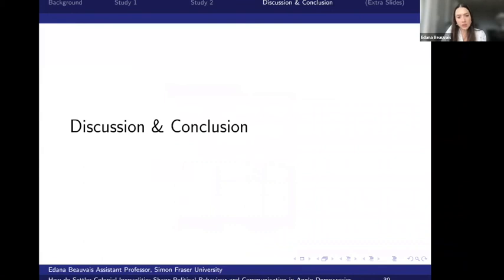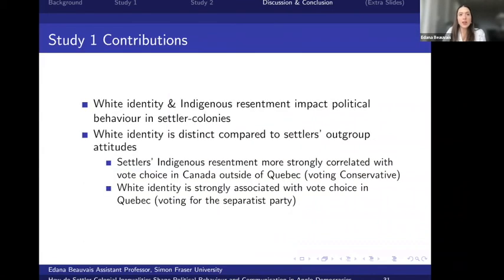Okay, so in conclusion, study 1 helped clarify the political consequences of in-group white identity, as well as out-group resentment towards Indigenous peoples on voter behavior. And this reinforces the theoretical intuition that white identity, so in-group attitudes, are distinct from out-group attitudes, from settlers' negative evaluations of or feelings towards Indigenous peoples.